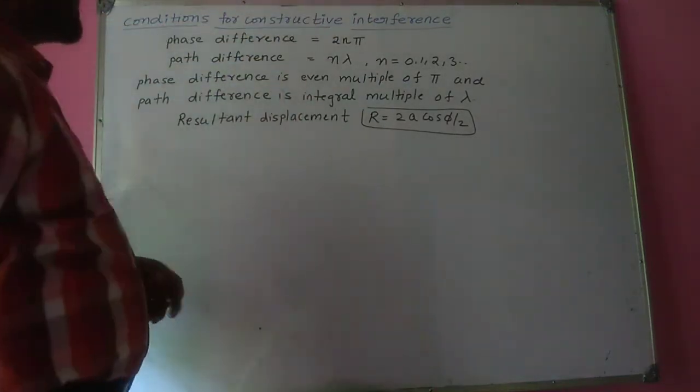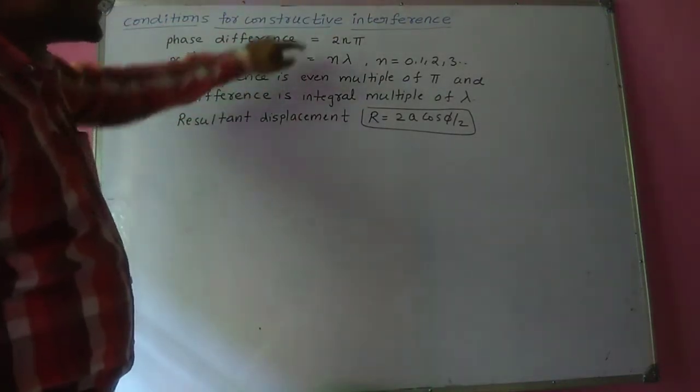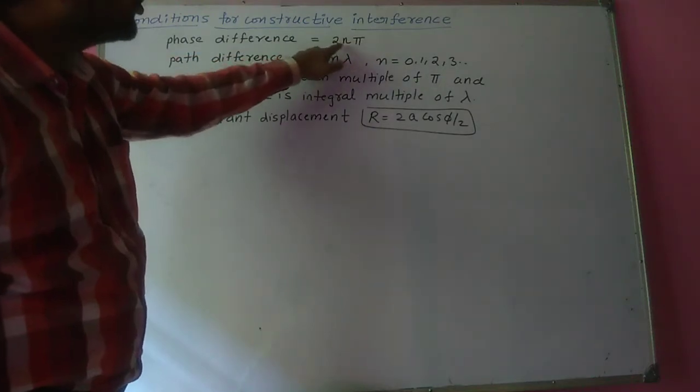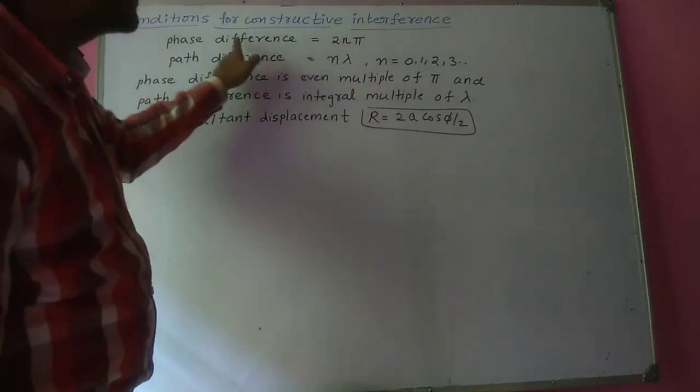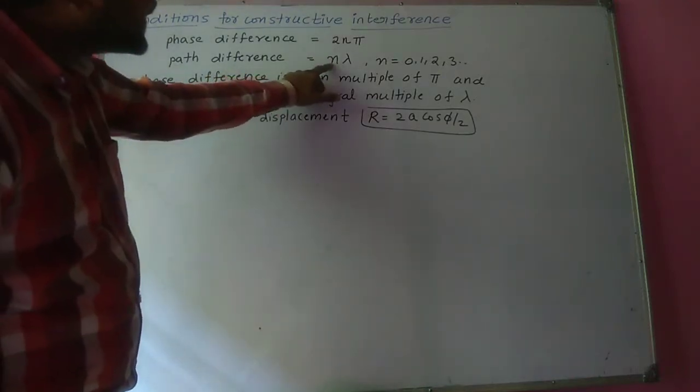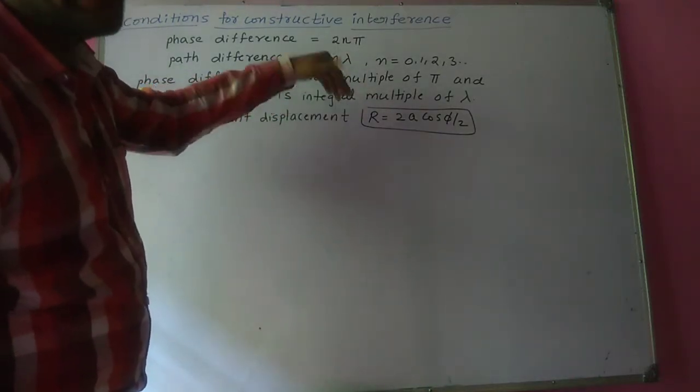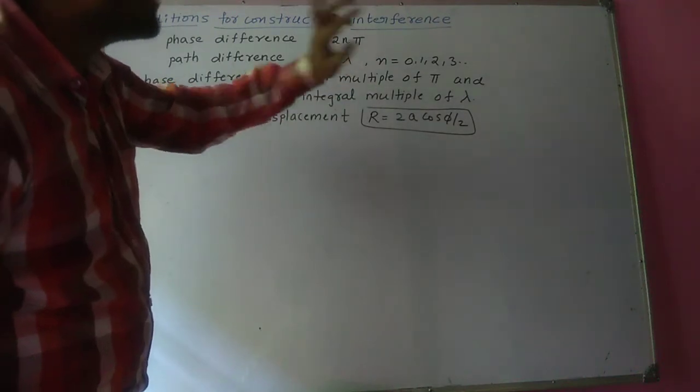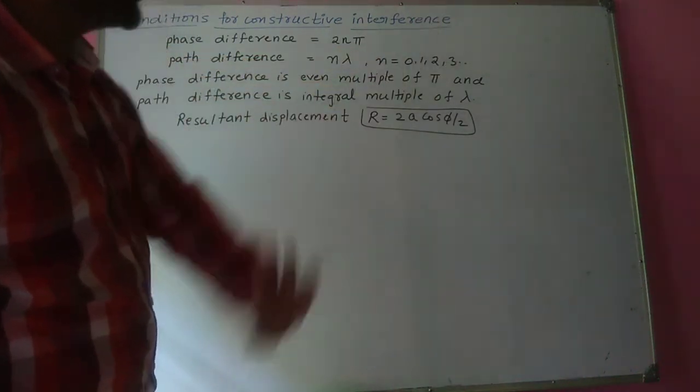From that you can say that the phase difference is an even multiple of pi. This 2n can be taken as even, so phase difference is an even multiple of pi. And the path difference is an integral multiple of lambda. n may be any integer, that is, an integral multiple of lambda. Then n is equal to 0, 1, 2, 3 and so on.